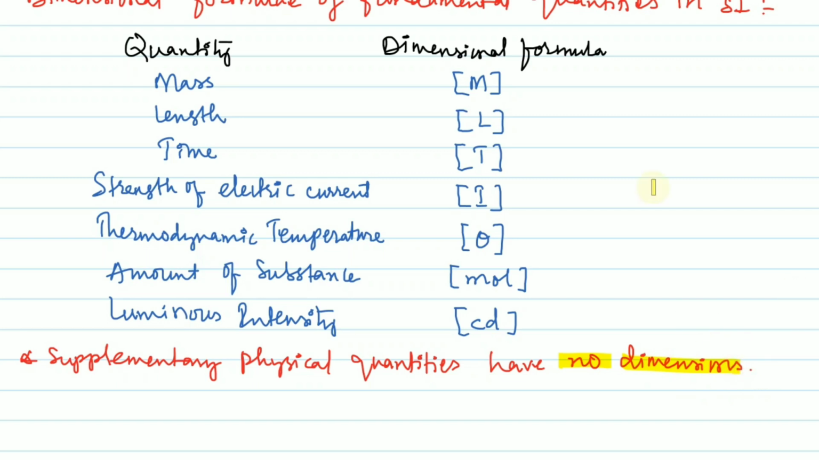And one more important thing to be noted here. Some authors use K for thermodynamic temperature. Here we have used theta, but in some books you can see even K. And A for strength of electric current. Here we have used I, but in some books you can even find A for strength of electric current, right? Let's take some examples to understand dimensional formula.